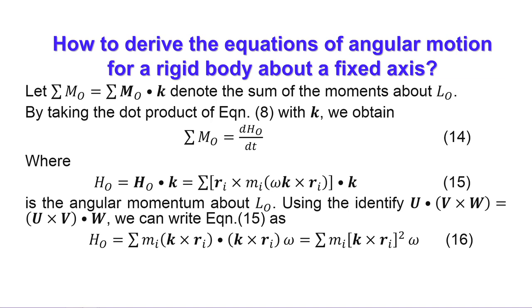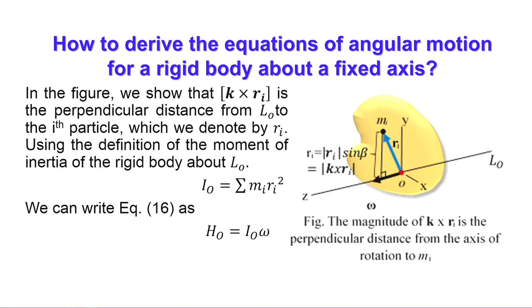If we use the earlier equations, we get r_i cross m_i, then omega k cross r_i, dotted with k. Just from the expression of H_0 from earlier equations, if we put it in, we get this, and here we apply the triple product rule. It simplifies to H_0 equals sigma m_i times the magnitude of k cross r_i squared, because it becomes a scalar quantity, times omega.